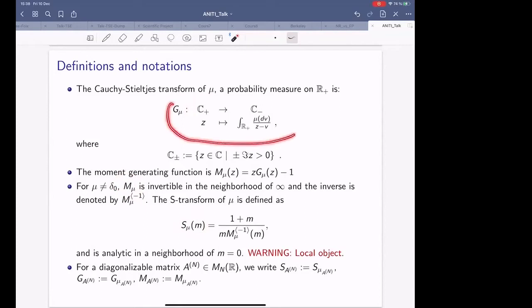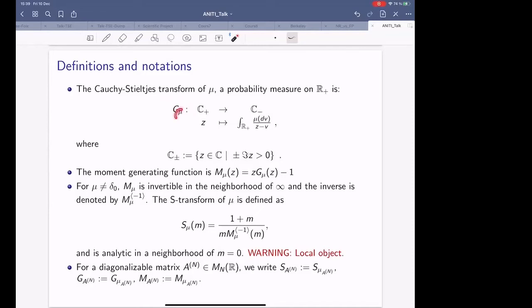So the Cauchy-Stieltjes transform is this integral. You just integrate this measure against 1 over z minus v, on C plus, the upper complex half plane, and it arrives in the negative half plane. So that's the G, and this is called the Cauchy-Stieltjes transform. For people who don't know, Stieltjes was a Dutch mathematician who finished his life somewhere in Toulouse. I'm told there's a grave of his in one of the cemeteries, but I've never been there so far. Okay, so this is the G Cauchy-Stieltjes transform.